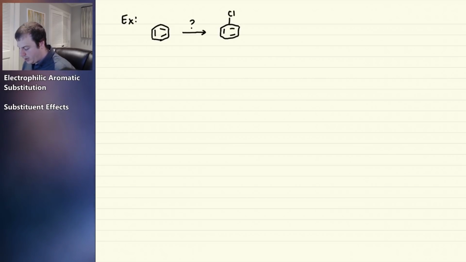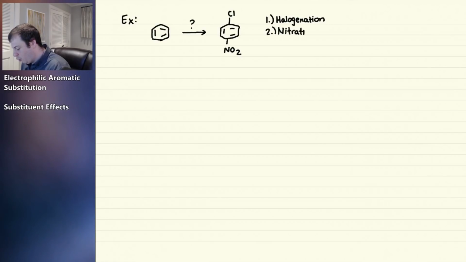I want the chlorine and a nitro group on my benzene. So it seems that there were 2 reactions that had to be conducted. There had to be a halogenation at some point to put on the chlorine, and there had to be a nitration at some point to put on the nitro group. But the order that we do these reactions is going to matter a lot. So let's see what happens if we do it in one particular order.